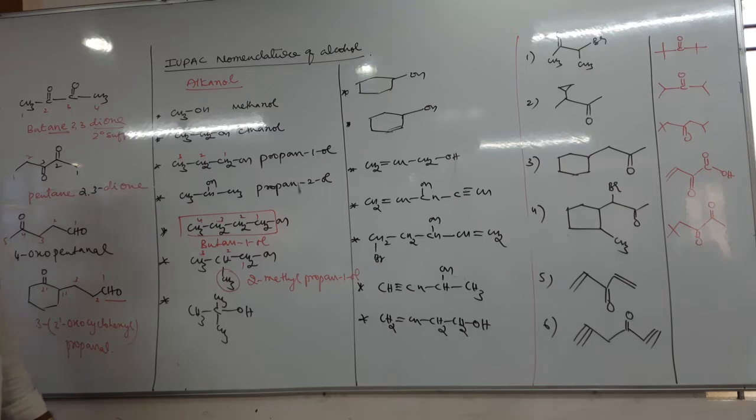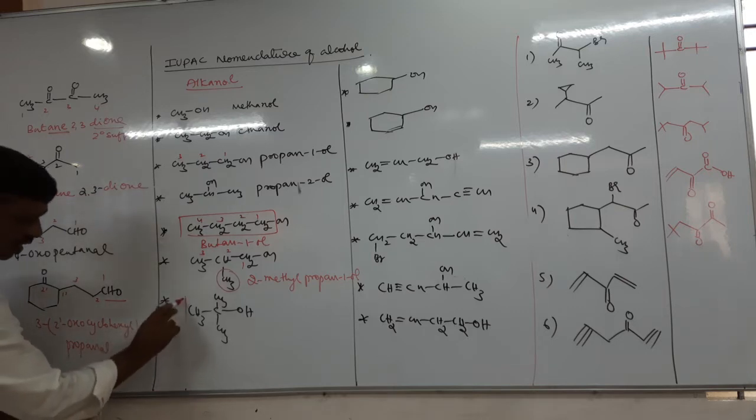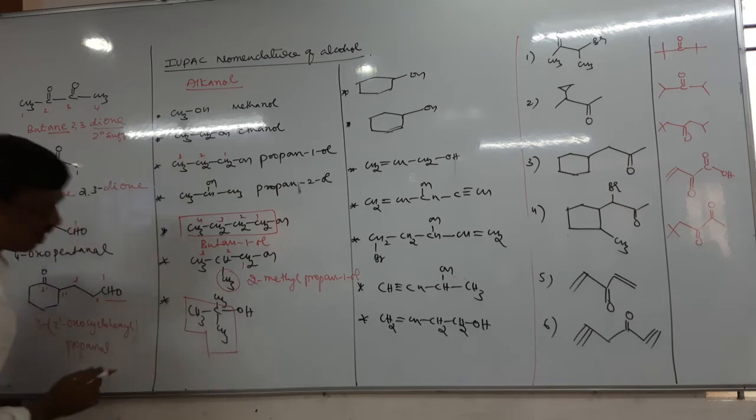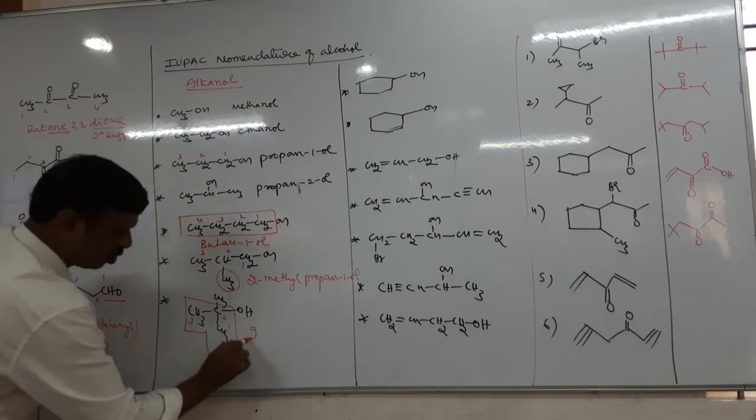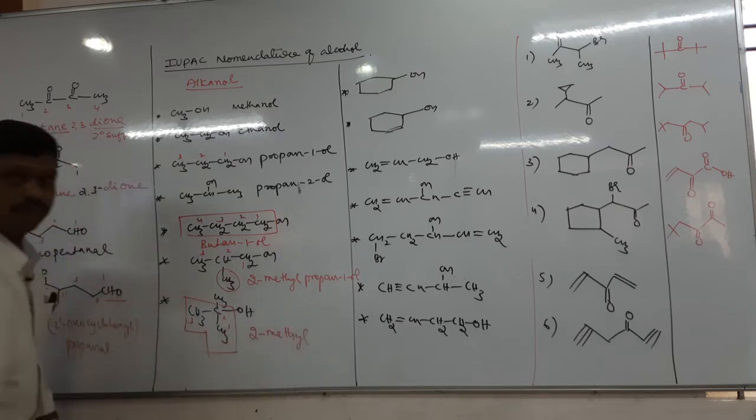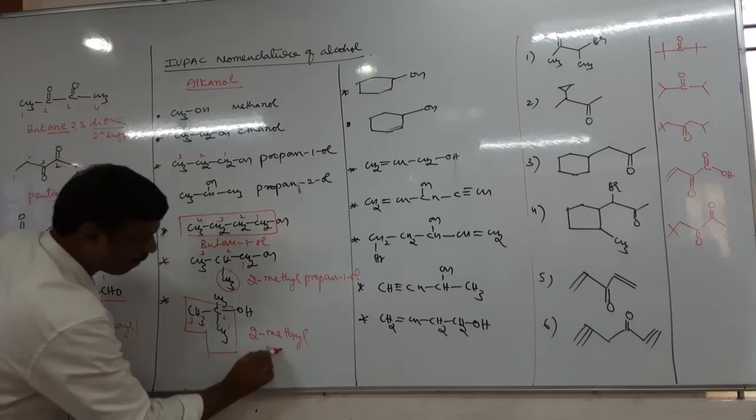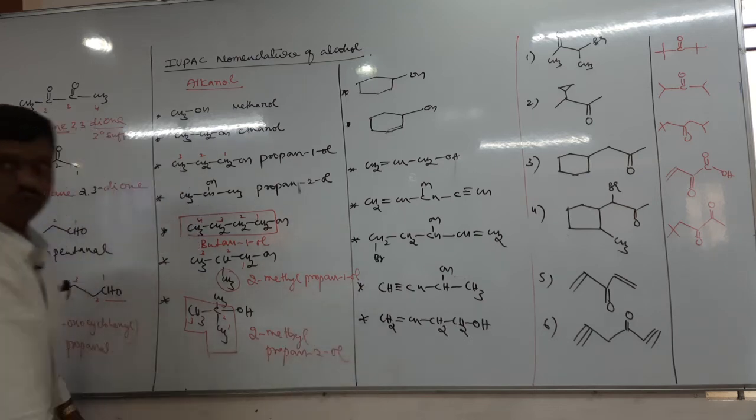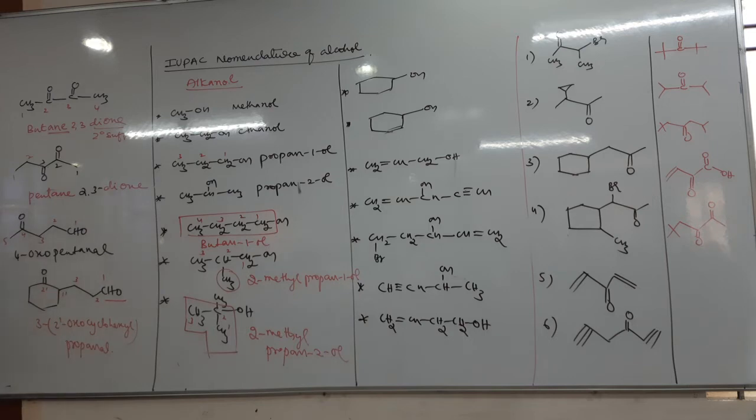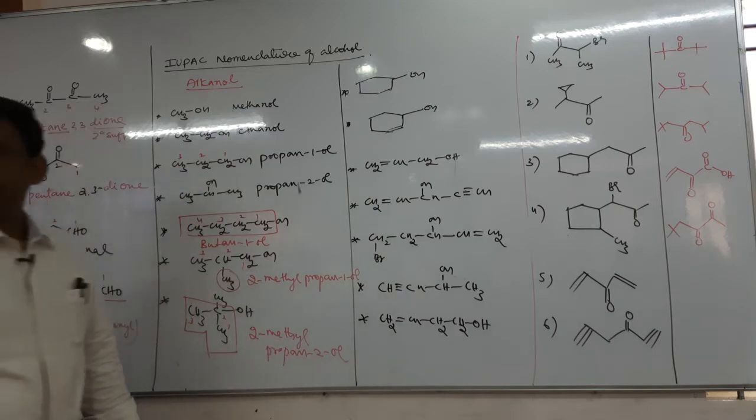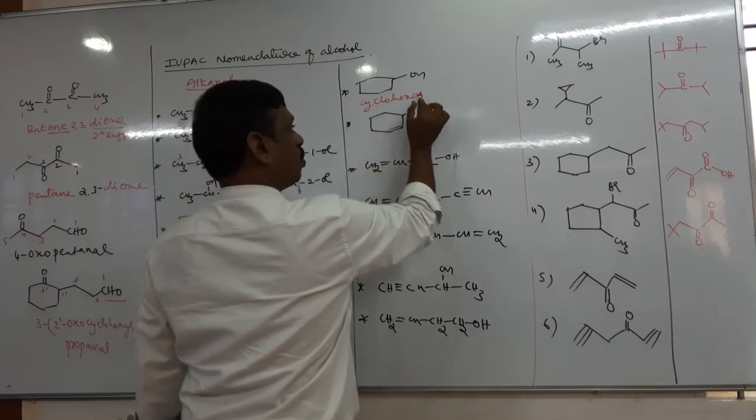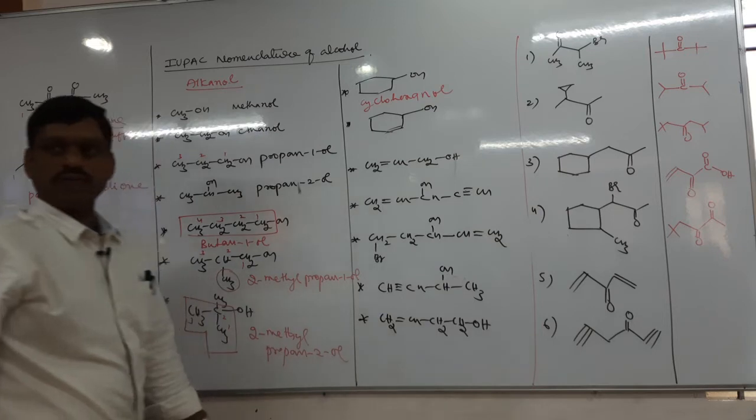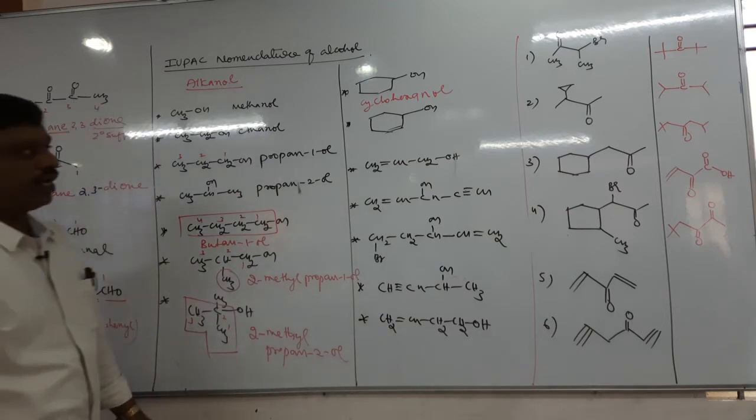Tell me. Wrong. Select the parent chain first. Longest parent chain. Then it is 1, 2, 3. So 2-methyl propane, so 2-methylpropan-2-ol. Next, cyclohexane plus ol. Cyclohexane 1-ol or hexanol. Cyclohexanol.